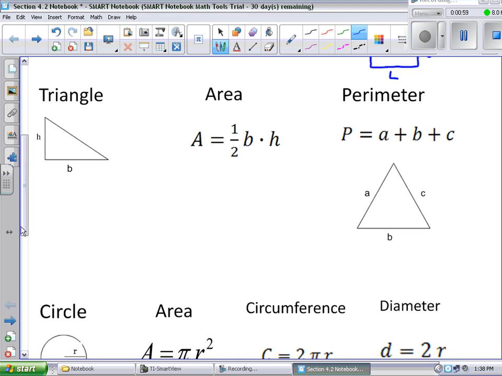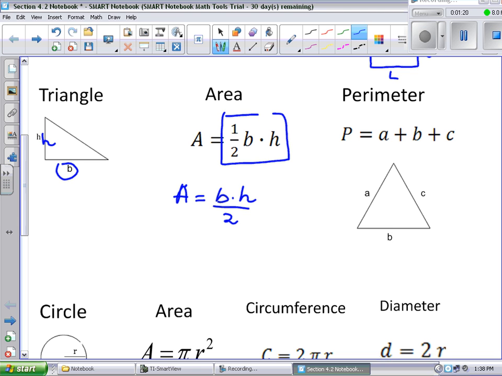Triangles. Triangles have a base and a height. The formula for the area of a triangle is equal to 1/2 the base times the height, or I could say that the area of a triangle is the base times the height divided by 2.